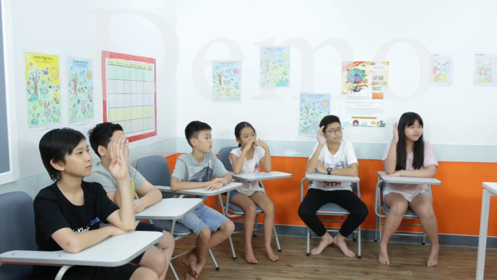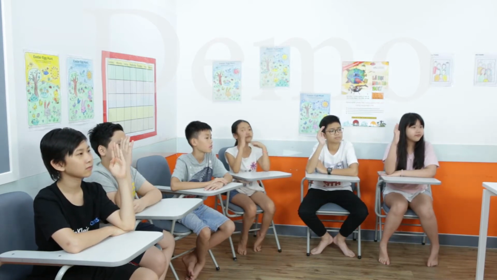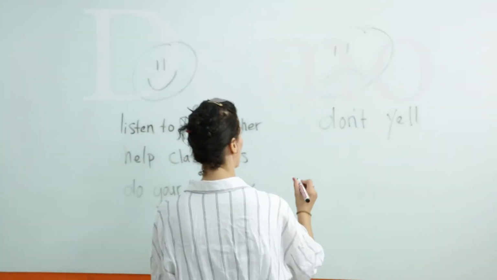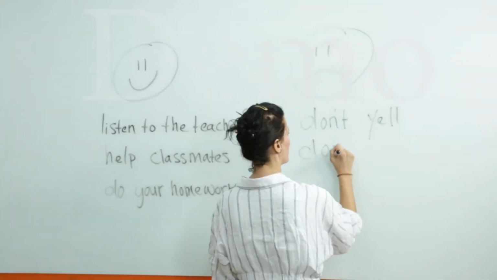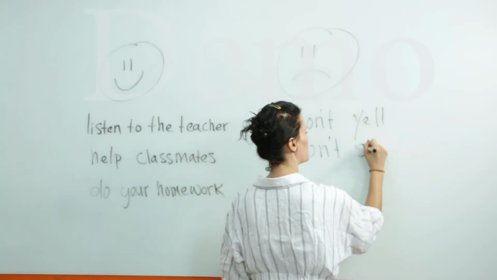Okay, and the next one, let's see, how about Jake? She's a bad student. And why is she a bad student? Because she's speaking Vietnamese. Very good, yeah. She's speaking Vietnamese in an English class. All right, so we need to remember, don't speak Vietnamese.